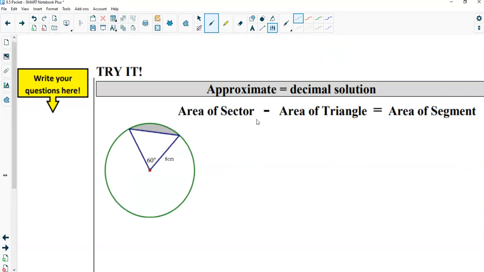Here is an area of a sector. So what I want to find first is this whole sector. I want to find the whole sector. So let's do that. What I want to do is find first the area of the sector, which is from this central angle, which is 60, right? This whole thing. And that is given by theta divided by 360.